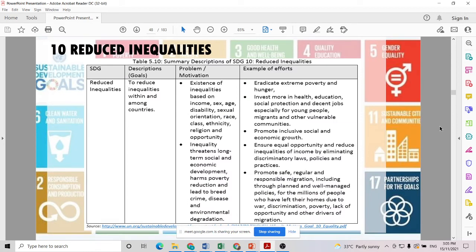Eradicate extreme poverty and hunger, invest more in health, education, social protection, and decent job, especially for young people. Promote inclusive social and economic growth, and then ensure equal opportunity, and eliminate any discrimination. So that is the inequalities. This is the right keyword: you need to eliminate discriminatory practices.